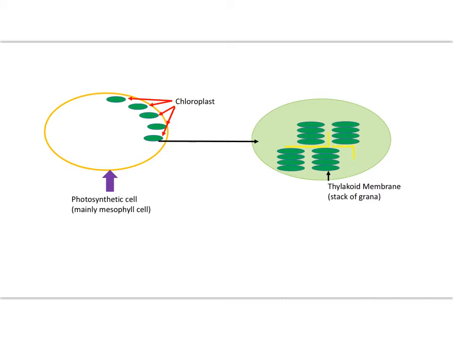Photosynthesis occurs in the chloroplast, contained within photosynthetic cells. These cells are mainly the mesophyll cells within the leaf. If we look closer at the chloroplast, it contains a thylakoid membrane, which is comprised of stacks of grana. This is where light energy is converted into chemical energy, primarily ATP and NADPH.